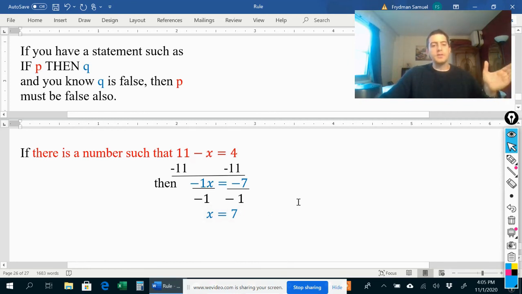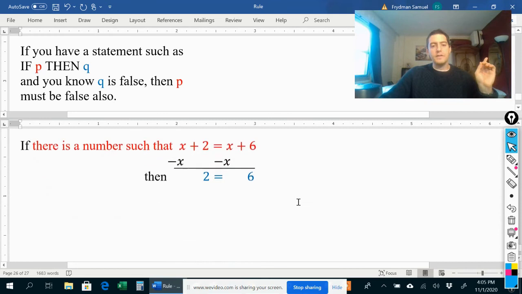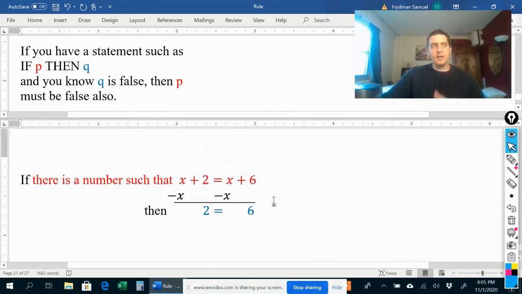Okay, no problems there. But what about the first example that I gave you in the other video that turned out to have no solutions? Let's see what's going on there. So this was the equation that I gave you in that video. And now let's think about it logically. What we're saying is, we started with this equation and we subtracted x from both sides, and then we got 2 is equal to 6.